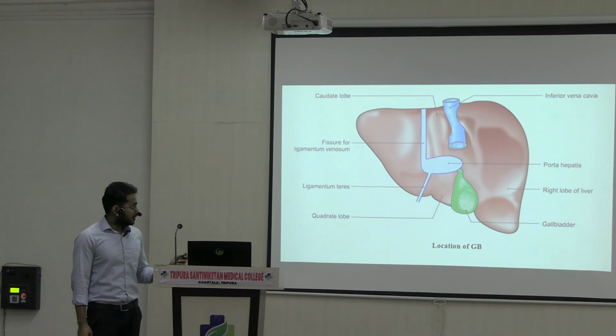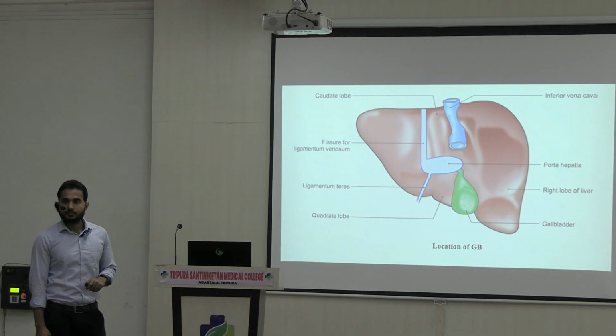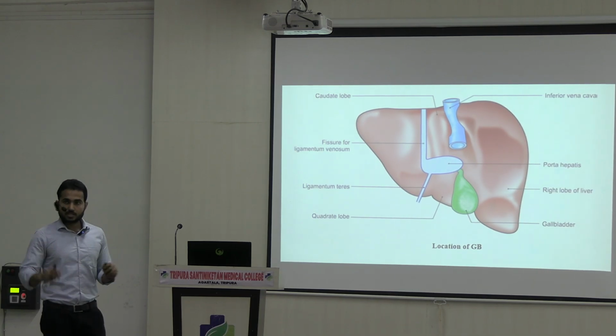Now, can you see the location of the gallbladder? This is the location of the gallbladder. Which surface is this? Inferior surface. And this is the porta hepatis. So please keep that in mind.